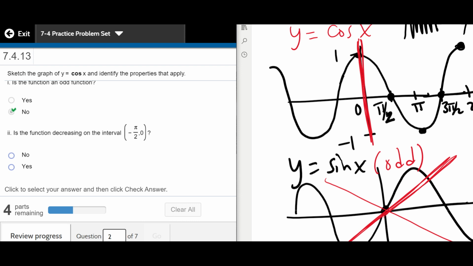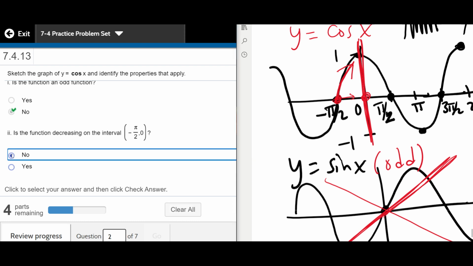So where's the negative pi over 2? Well, negative pi over 2 is right here. This is negative pi over 2, which is at 0. So basically, it's asking what it's doing from negative pi over 2 to 0, which is over here. If you look at it, it looks like the graph is increasing. Okay, so it's increasing from negative pi over 2 to 0. Therefore, we're going to say no for this question.